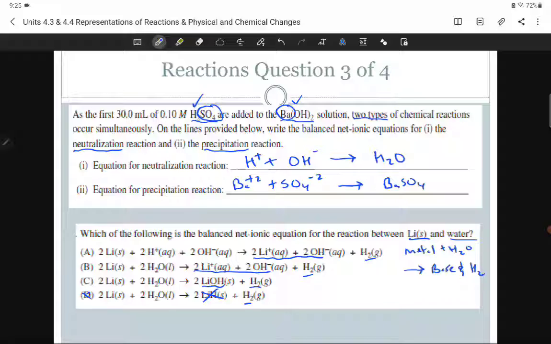So the metal is lithium. Well, they all have lithium. So that's not going to help us out. They all have water. Nope, they don't all have water. That one had H positive. So now we're down to B and C. So now we have to decide, do we want lithium plus with OH minus, or do we want lithium hydroxide? So this is a question about, is this a strong base or a weak base? If it's a strong base, it has to be fully dissociated. So this is a memorization style now. And you have to know that lithium hydroxide is a strong base.